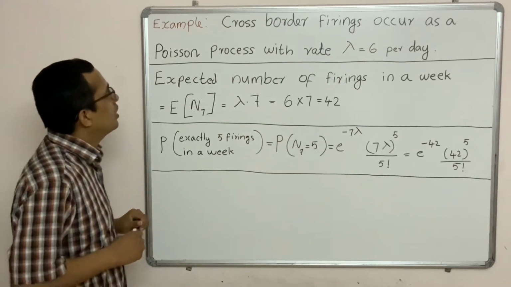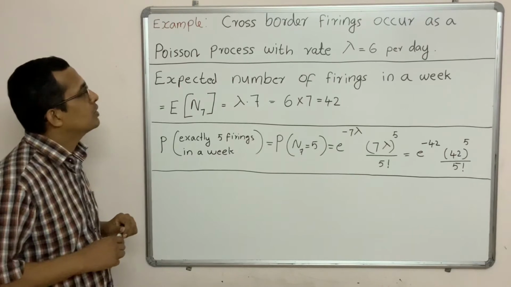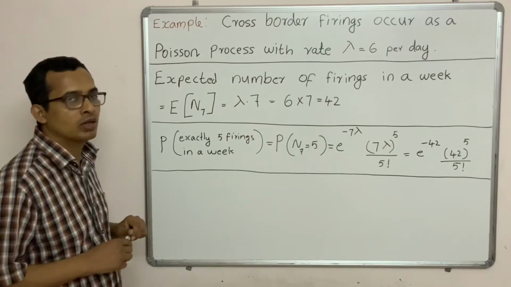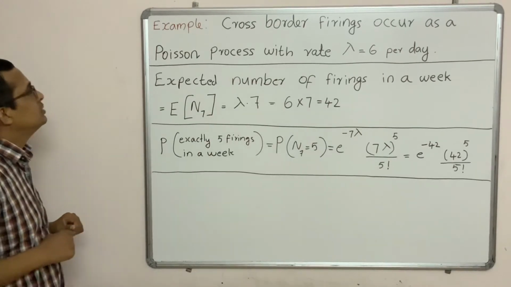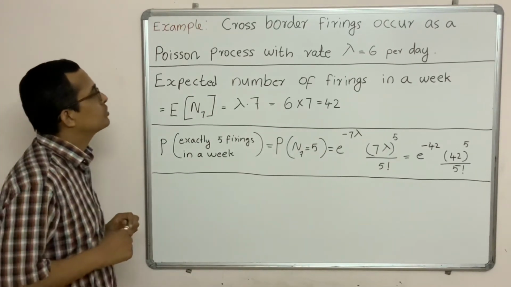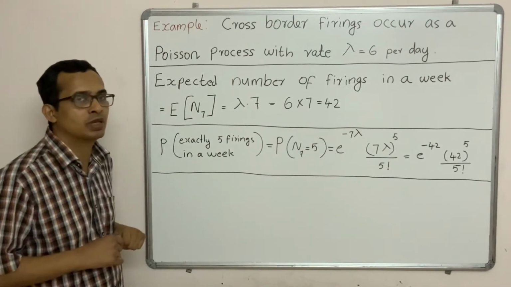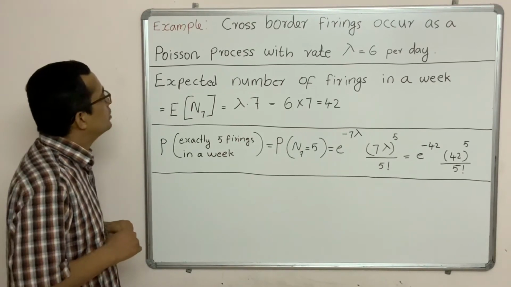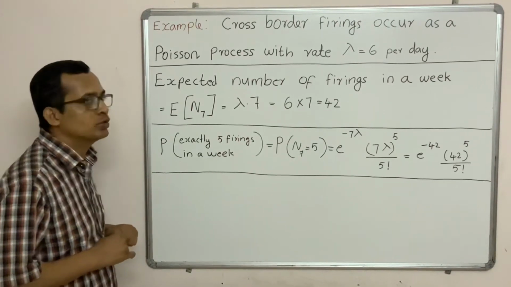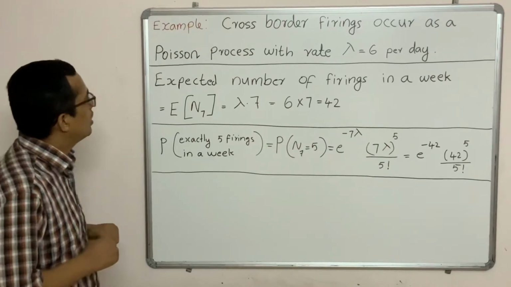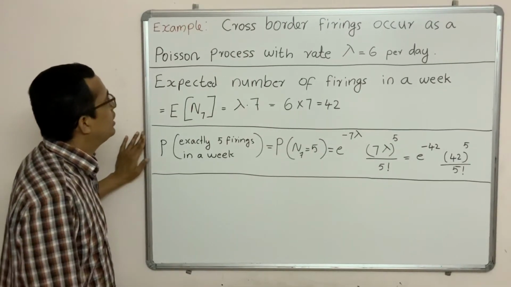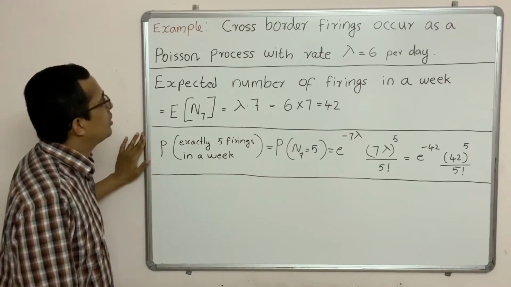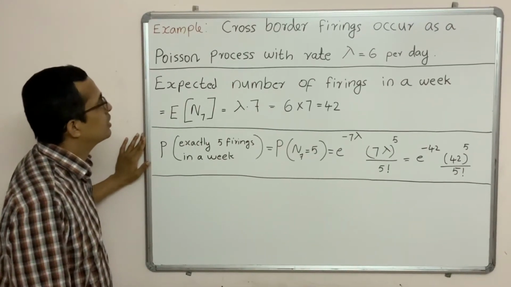So we have two countries, maybe India, Pakistan, or any pair of difficult countries. Two countries on the border, and we are having cross-border firings between the respective armies. Assume that firing happens as a Poisson process, with the rate lambda equal to 6 per day.